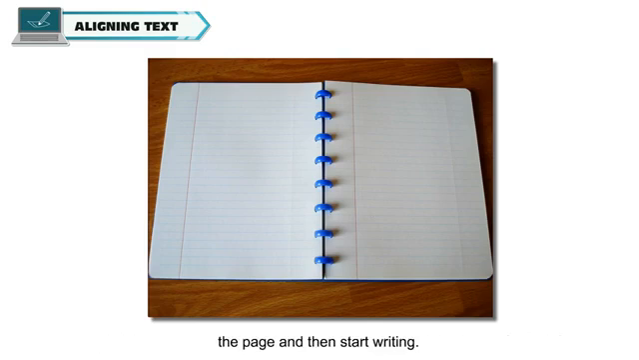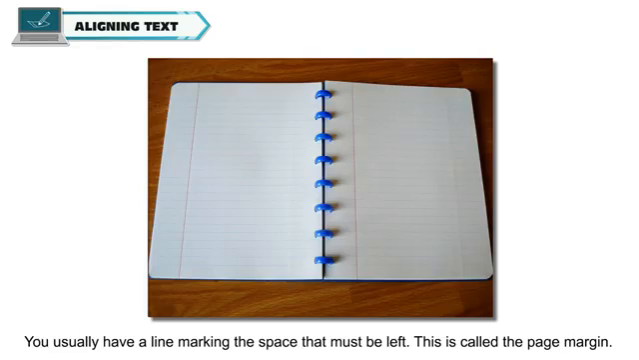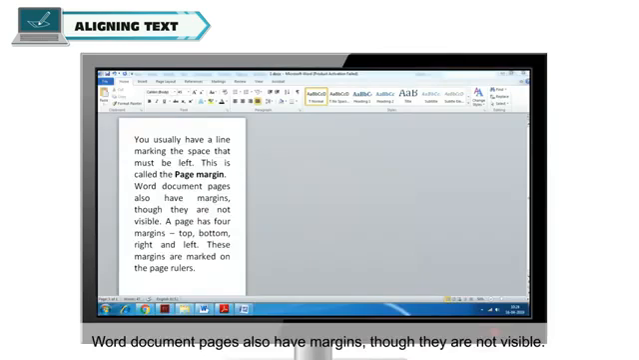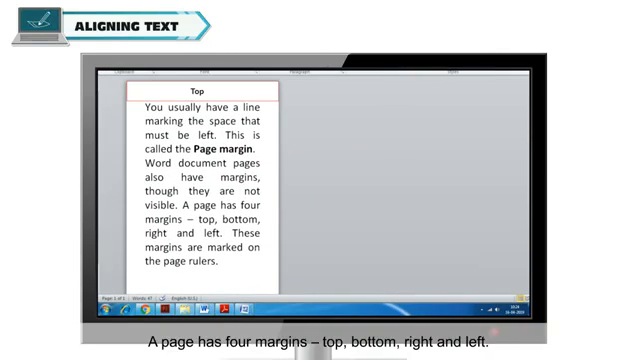Aligning text. When you write in your notebook, you leave some space on the left side of the page and then start writing. You usually have a line marking the space that must be left. This is called the page margin. Word document pages also have margins, although they are not visible. A page has 4 margins: top, bottom, right and left. These margins are marked on the page rulers.